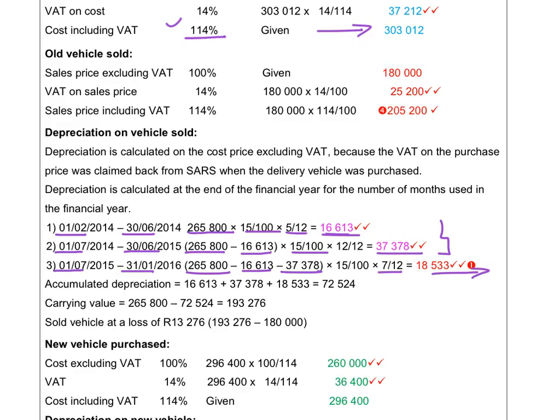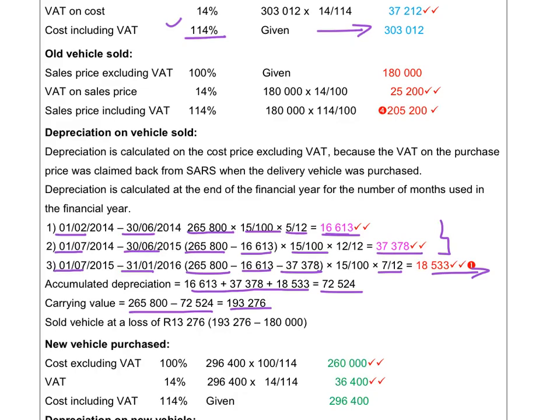So remember, step number 1, we have to calculate depreciation for the current year. When we get to step number 3, we need the total depreciation from the purchase date to the date that we've sold it. So we will add the 3 depreciations to see that the total depreciation is 72,524. If I subtract that from the cost price, I work out what is my carrying amount. So cost less accumulated depreciation gives me the carrying amount.